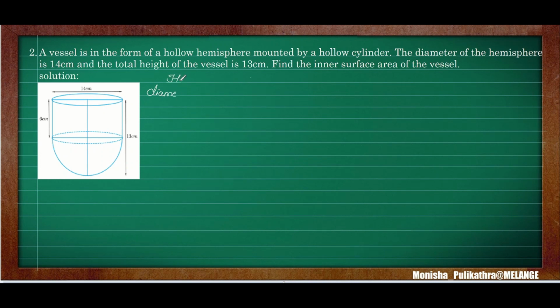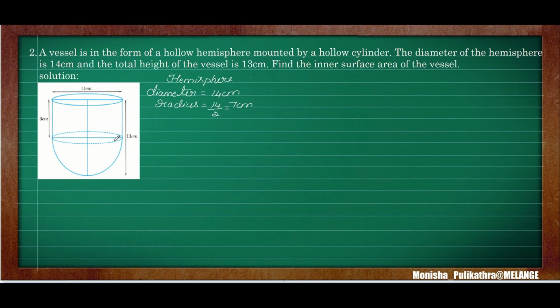First I will write hemisphere. So hemisphere diameter is equal to 14 centimeter. Therefore radius will be 14 by 2, that is 7 centimeter. Okay, so diameter is 14 centimeter and radius is 14 by 2, 7 centimeter. So next is total height.